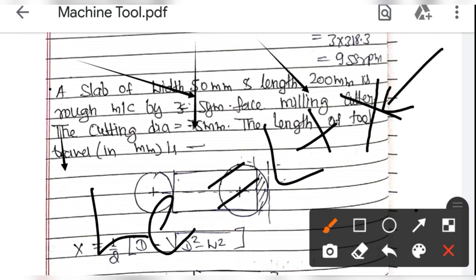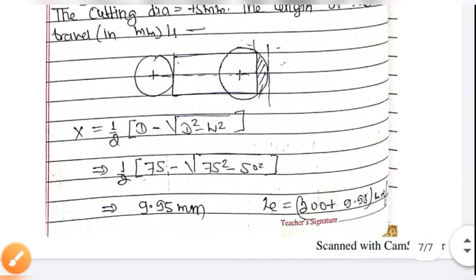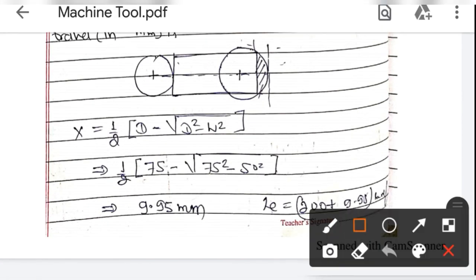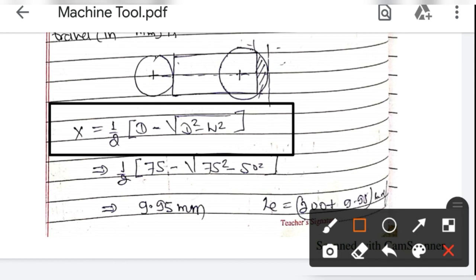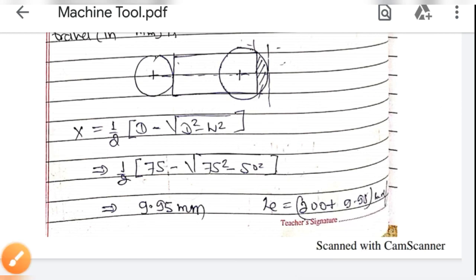The question says this is the case of symmetric face milling. So for symmetric face milling, what is the X formula? Just substitute over here and find X. Then you just add the length of the workpiece, which is 200, plus 9.95. So this is the answer. I hope it is clear.